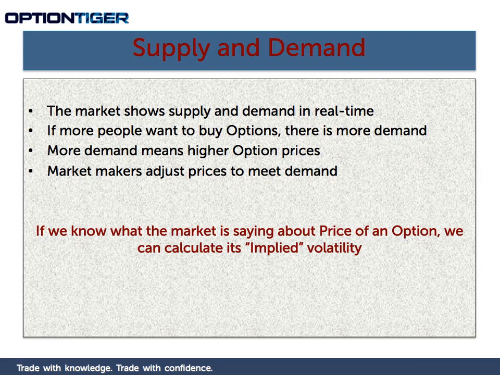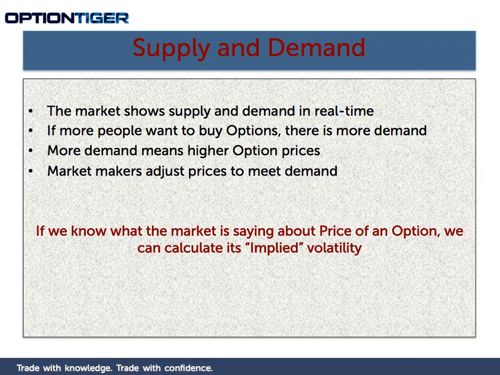So in an options market, you have supply and demand. You have market makers on one side who are willing to take your orders, and you have traders, institutional investors, and many other players who either want to buy or sell options. So the market shows you a real-time picture of the supply and demand for any particular option. If more people want to buy options, then there is more demand, and more demand means higher option prices.